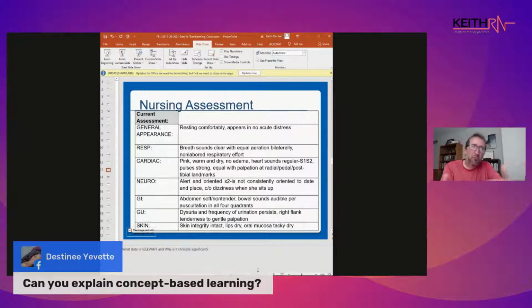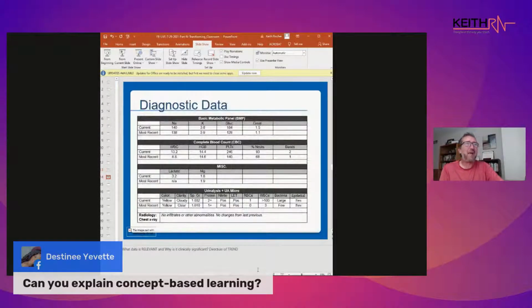So let's teach those practical, practice-based strategies using a case study, using your cases, using the scenarios that you have experienced in practice. Now let's look at our labs. Let's look at our diagnostic results. We can see her sodium 140, K is 3.8, glucose is 184, creatinine of 1.5. You can see the most recent.